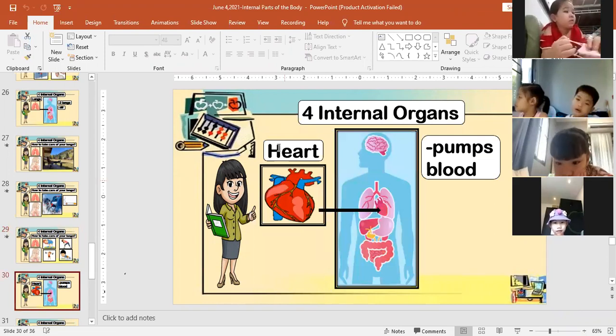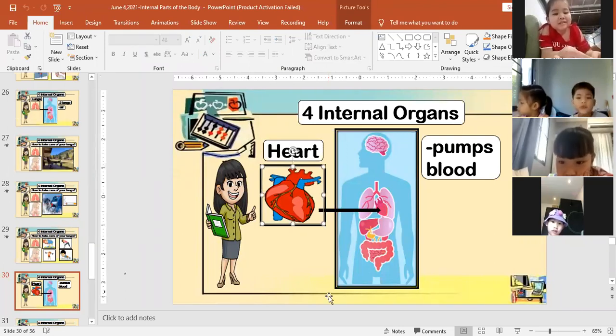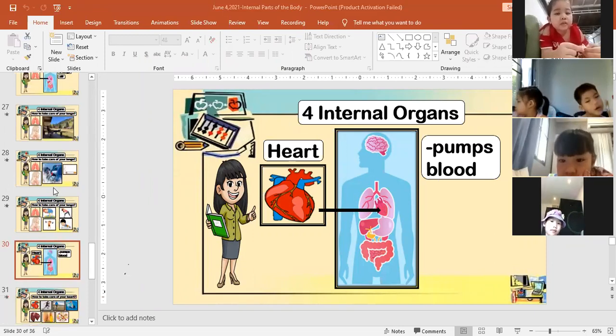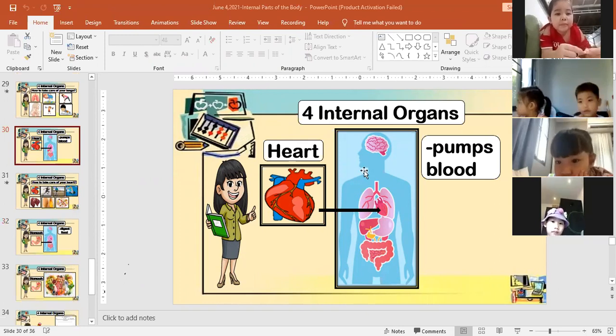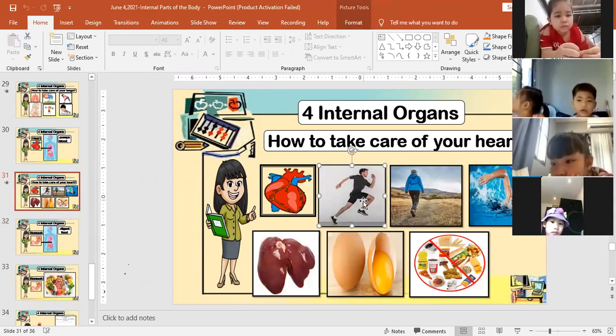How about this one? Another one is, the third is heart. What is the color of the heart? Color red because of blood. How do you take care of your heart? This one, heart. How do you take care of your heart? First, exercise. Another one is you can walk. How about this one?